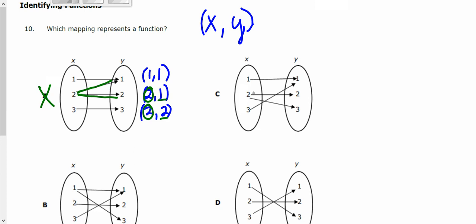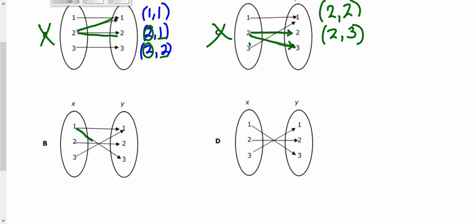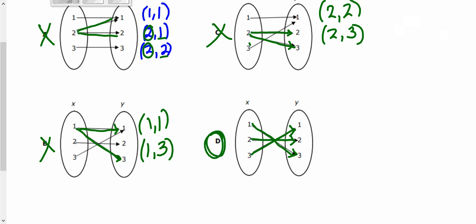Looking at C, I can see, again, the same problem as I did on A, that 2 has 2 outputs, 2 and 2, and 2 and 3. Not my answer. Looking at B, I can see 1 has 2 outputs, 1 and 1, and 1 and 3. And looking at D, I can see 1 has 1 output, 2 has 1 output, and 3 has 1 output. So D is my answer.